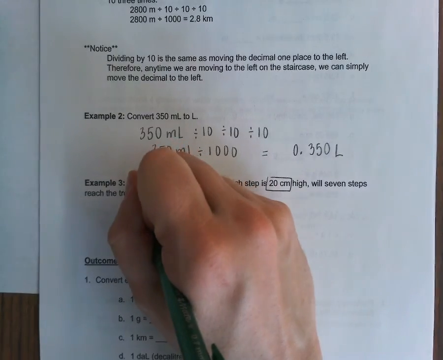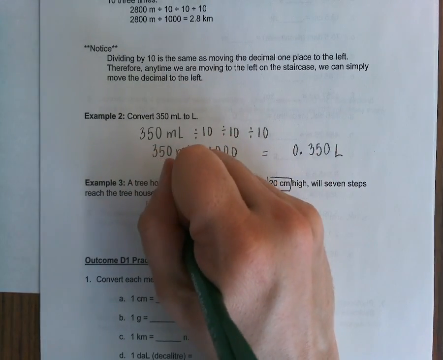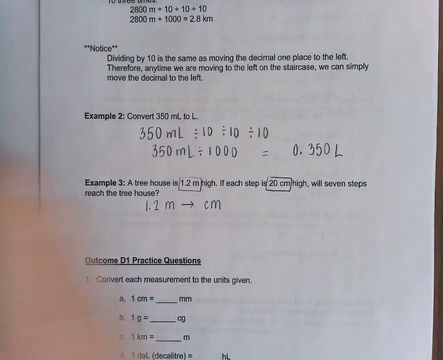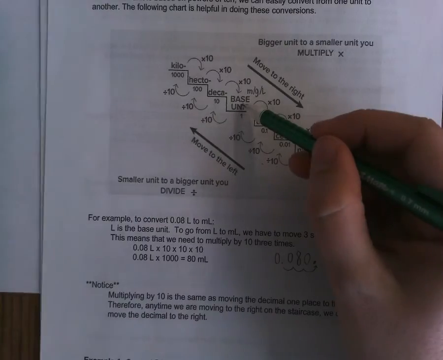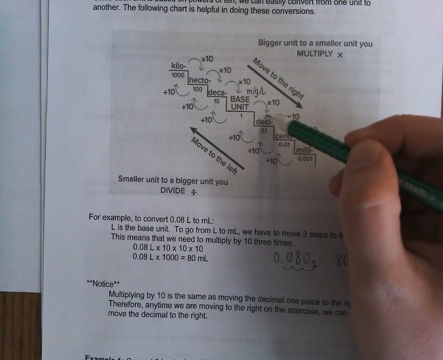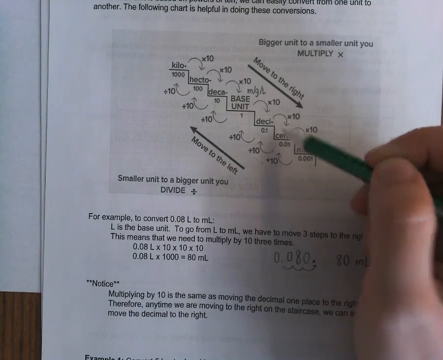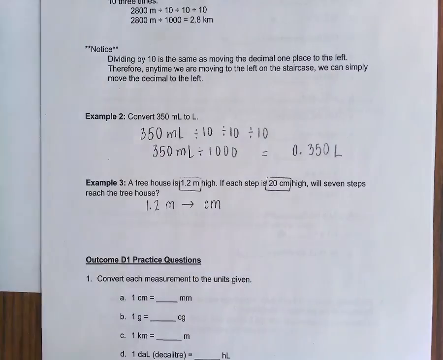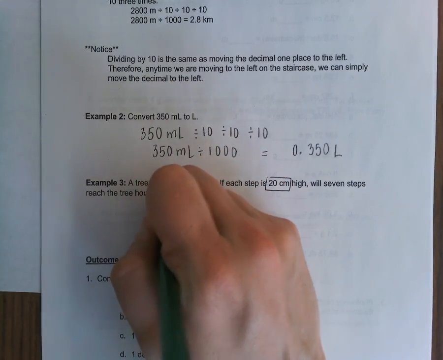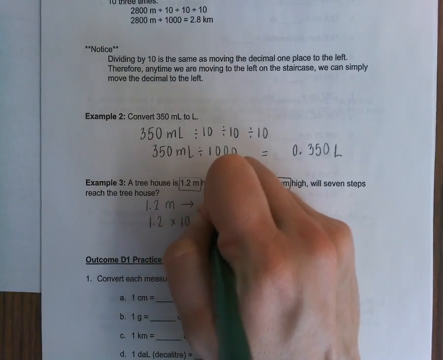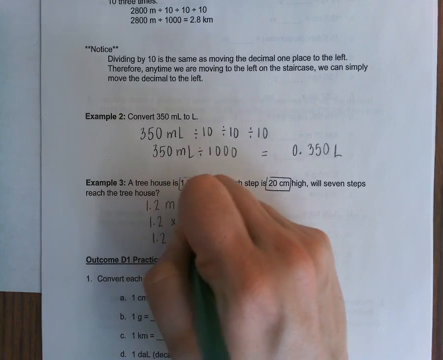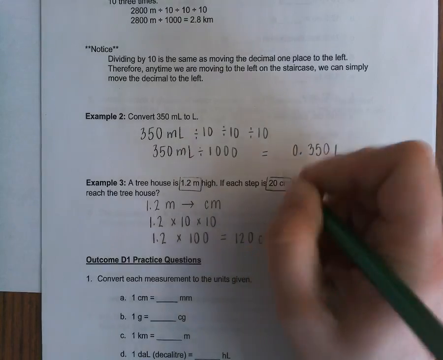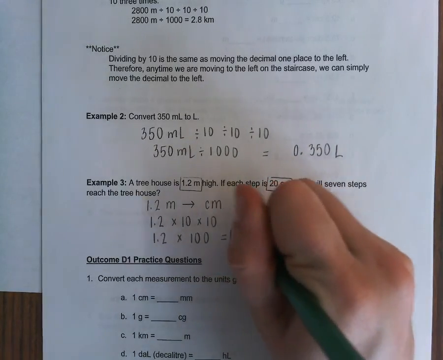So if I want to change 1.2 meters into centimeters, I'm going to look on here. Meters is my base unit, and I'm going down 2 steps to centimeters. So times 10 times 10, which is the same as multiplying by 100, which is equal to 120 centimeters. So that's the height of the treehouse.